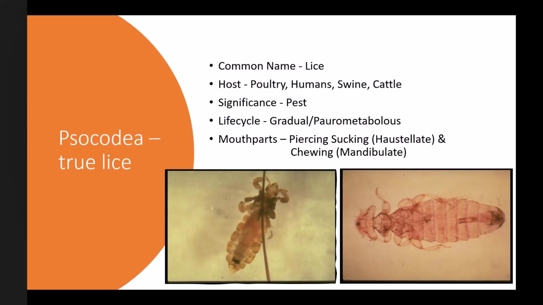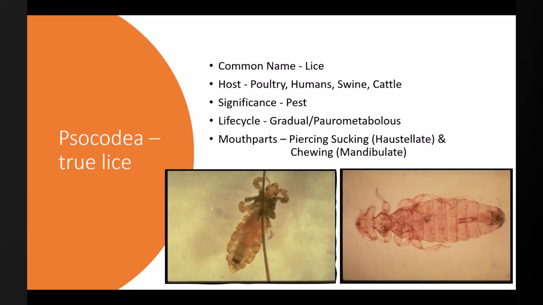The true lice group in Psocodea are going to be found depending on what they feed on. They're very host specific: poultry, maybe humans, swine, cattle. They are definitely considered a pest, and they have that gradual life cycle, paurometabolous, and they vary. There are chewing lice and there are sucking lice, so they could have haustellate mouthparts or they could have mandibulate mouthparts.